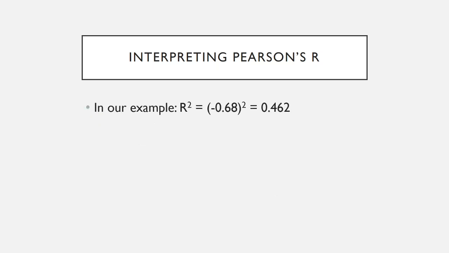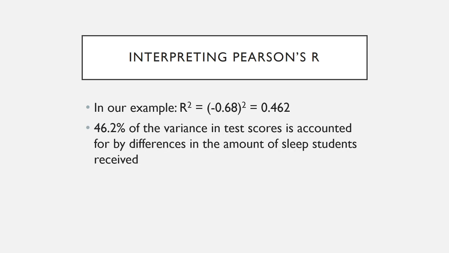So in our example, we squared our Pearson's R. This puts your correlation, again, into terms of percentage of variance shared. So another way that you could interpret this relationship between sleep and test scores is that 46.2% of the variance in test scores was accounted for or was associated with the variance in sleep. Given the range of a Pearson's R can only be from -1 to +1, this means that your coefficient of determination can only range from 0% to 100%.